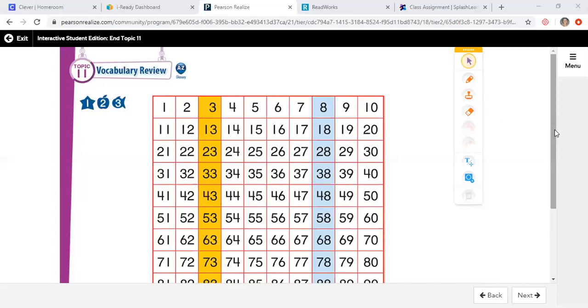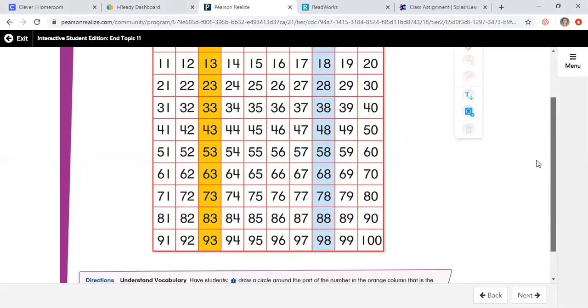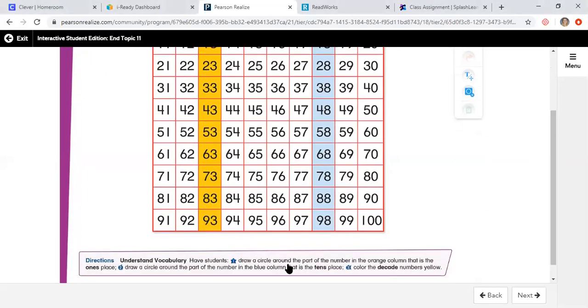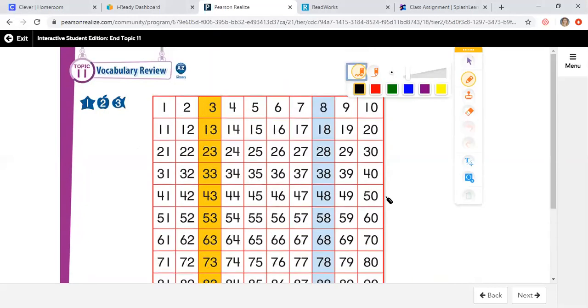Okay, so let's review some vocabulary. All right. Draw a circle around the part of the number in the orange column. Remember, this is a column, not a row. Row goes this way, left and right. A column goes up and down. So draw a circle around the part of the number in the orange column that is the ones place. Okay, remember, the ones place is the number on the right side. So 3 is in the ones place.